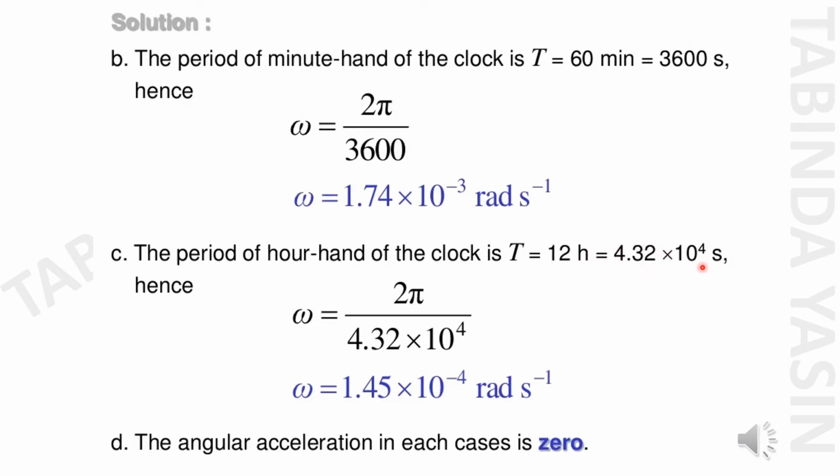The period of the hour hand of the clock is t is equal to 12 multiplied by 3600, that we get 4.32 into 10 to the power 4 seconds. So omega is equal to 2 pi over 4.32 into 10 to the power 4. That gives angular velocity omega is equal to 1.45 into 10 to the power minus 4 radian per second. That is the angular velocity in each case of the second hand, minute hand, and hour hand. The angular acceleration in each case will be equal to 0, because the angular velocity is constant, so all the terms are 0.